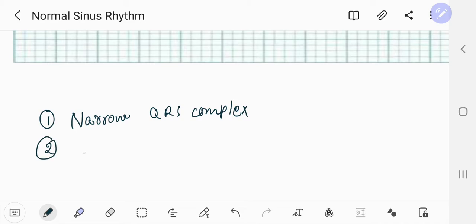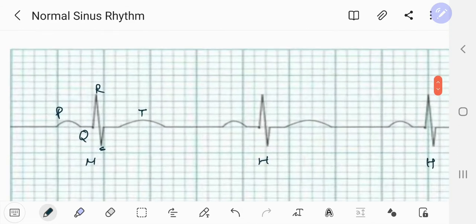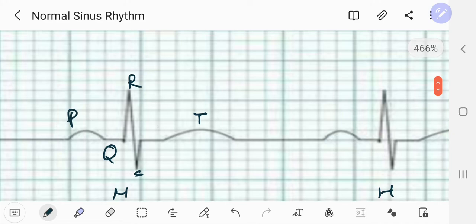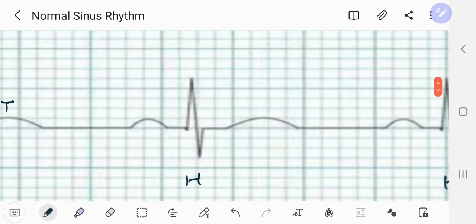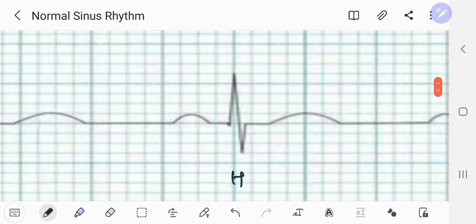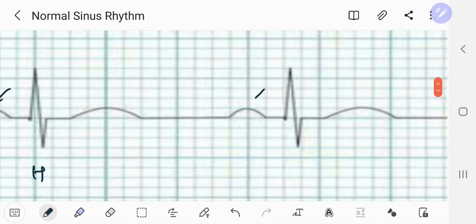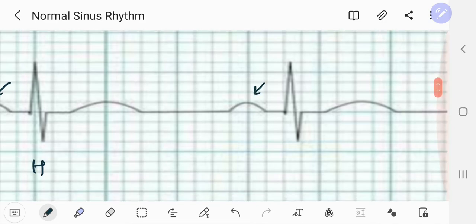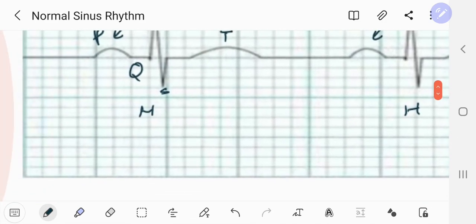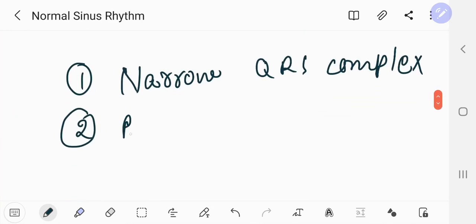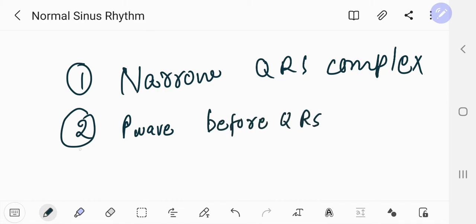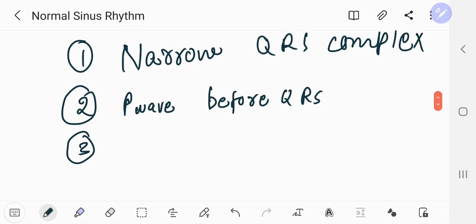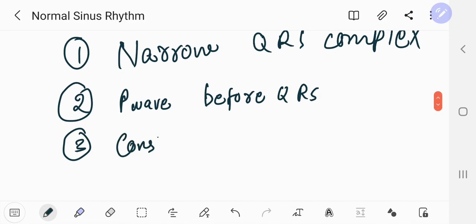The second important thing is, can you appreciate that every QRS complex is preceded by a P wave? Every QRS complex must be preceded by a P wave if you are watching a normal sinus rhythm. So you have to check whether there is a P wave before each QRS complex or not. Very important.